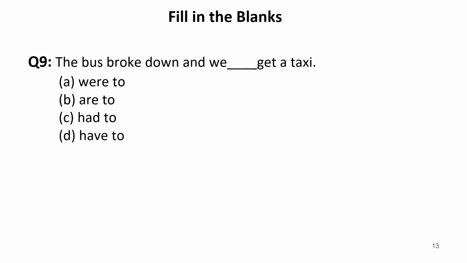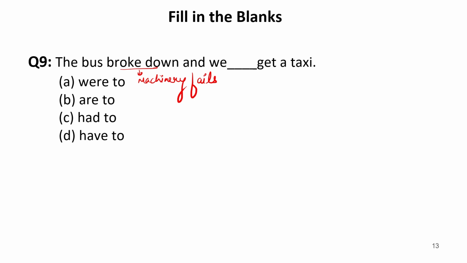The bus broke down and we dash get a taxi. Now broke down means when some machinery fails, we use the term breakdown. So this broke down means the bus failed. It means the bus got damaged or anything. It means it stopped working properly. It has stopped running. And we dash get a taxi.